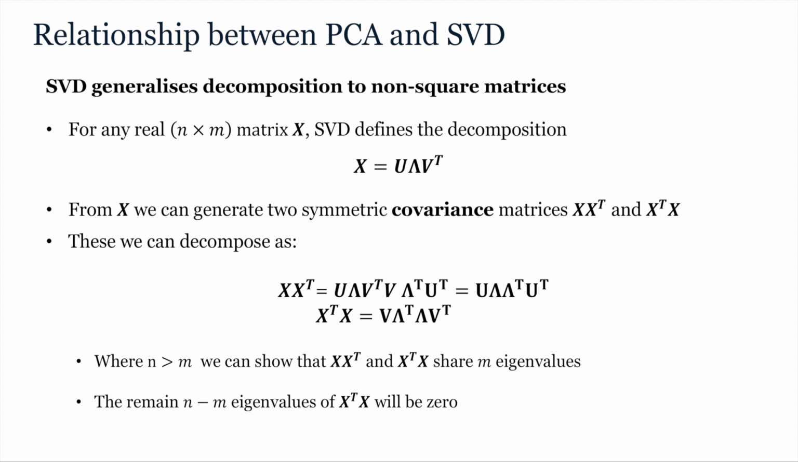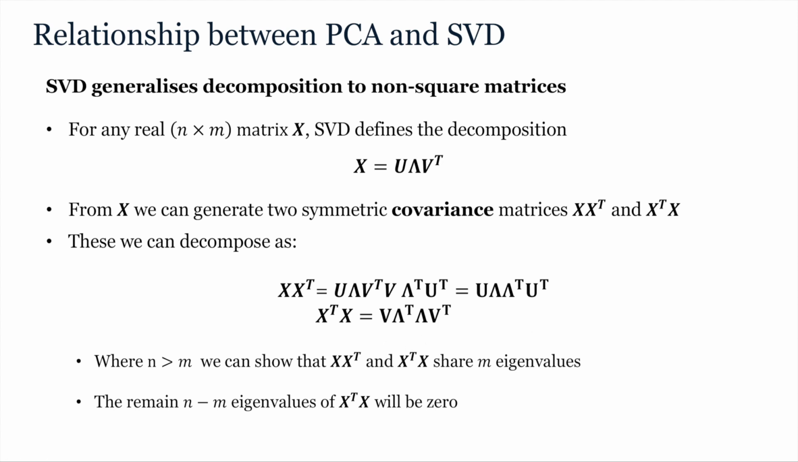Some of you may be wondering how SVD links to PCA and the estimation of eigenvectors of the data covariance matrix. By way of explanation, we can see this by creating covariance matrices X X transpose and X transpose X, and then we can substitute the SVD decomposition for X into these. This returns that X X transpose is equal to U times lambda squared times U transpose, and likewise for V.